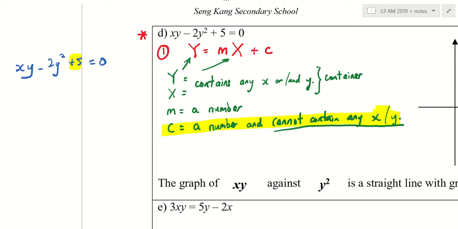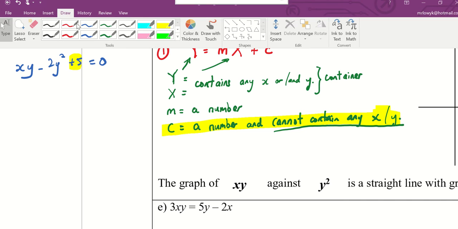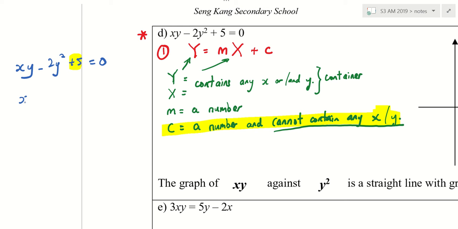Now, let's rearrange. So how do I rearrange? xy equals, this one shifts over, 2y squared, and this one shifts over, minus 5.